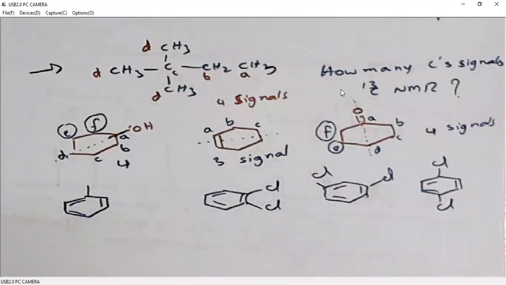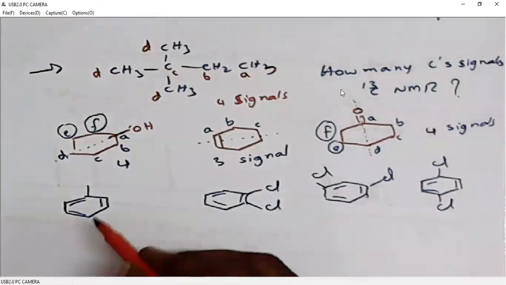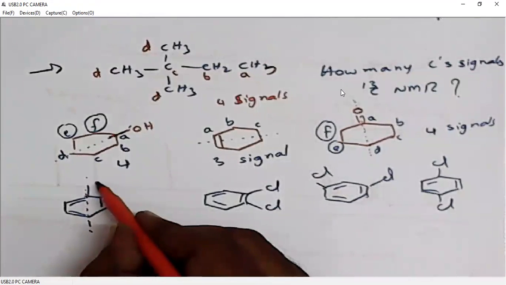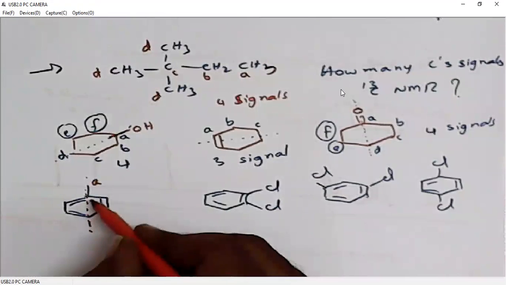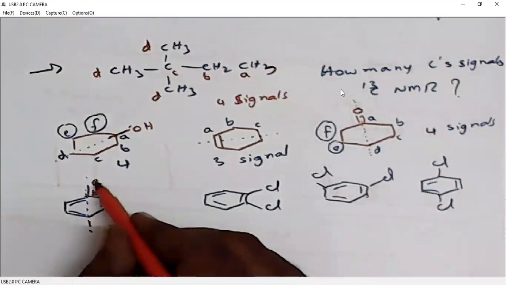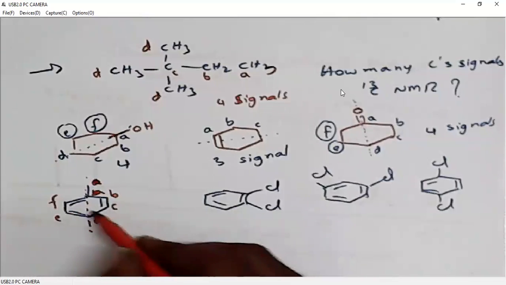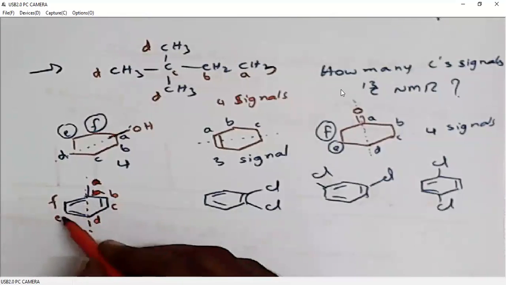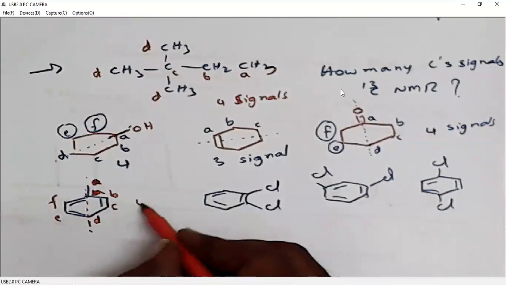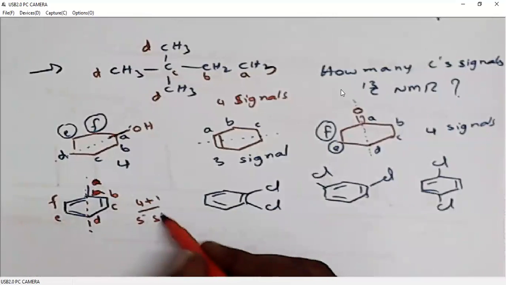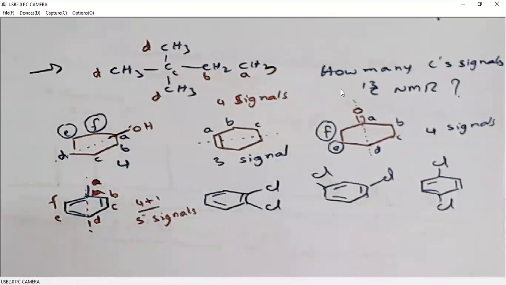For this aromatic compound, toluene, we can draw a symmetry axis like this. Of course, the methyl group will give a signal B. Okay, we will remove this. A, B, C, D, E, F. Since they are chemically equivalent carbons, B and F are chemically equivalent, C and E are chemically equivalent, we will get 4 signals from the aromatic ring plus 1 signal for the methyl. So altogether we get 5 signals for toluene.